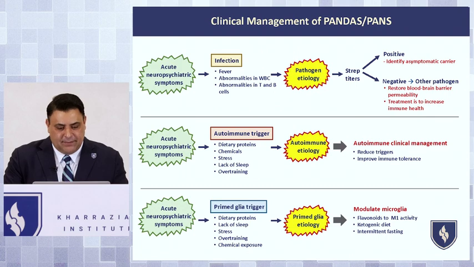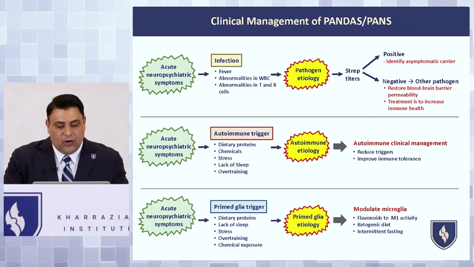And then here you can see the clinical manifestation of PANDAS and PANS. Acute onset, if it's from an infection: fever, abnormalities in white blood cells, abnormalities in T and B cells. But the key thing is fever, pathogen, etiology. See if they have an asymptomatic carrier, see if that's an issue. That's the key thing that you'll find with recurring actual streptococcus infections. And then if it's negative, then other pathogens may be an issue. Restore the blood-brain barrier, treatment to increase immune function.